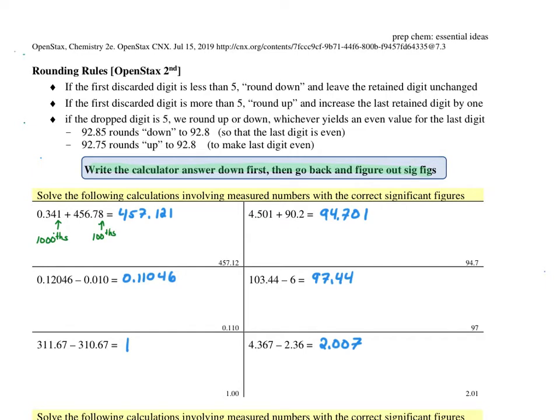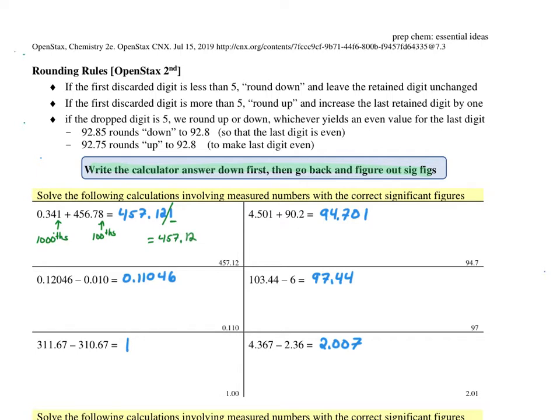So our final answer is only good to the hundredths place because this is the first uncertain decimal place. So we need to stop after the hundredths place. We look at the first number to be dropped. It's less than 5, so we round down, which means we simply drop that number and all of the rest of the numbers to the left. Our final answer is 457.12.